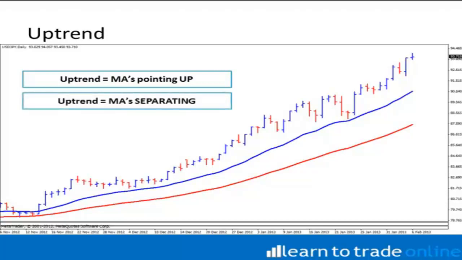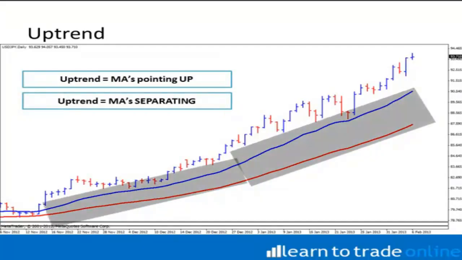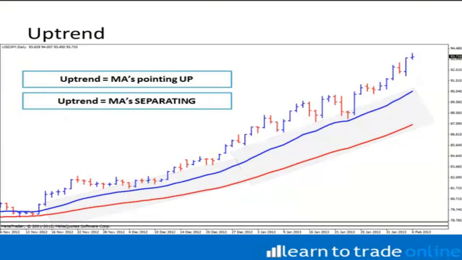And you'll also be able to see the moving averages are fanning out or separating away from each other. You can see that the blue 20 moving average is getting further apart away from the red 50 moving average. That means the trend is getting stronger and stronger and stronger.